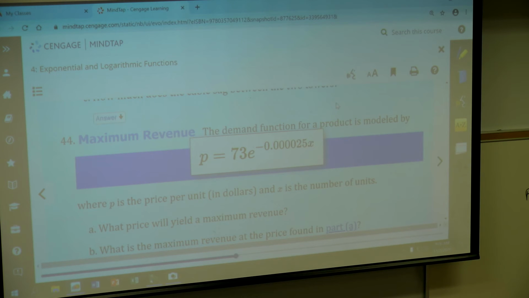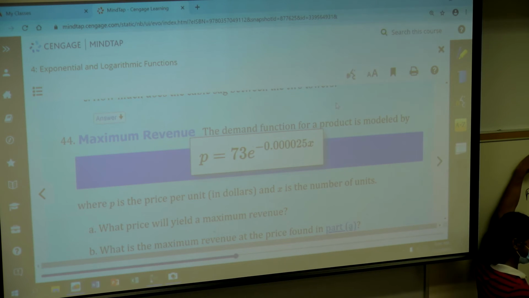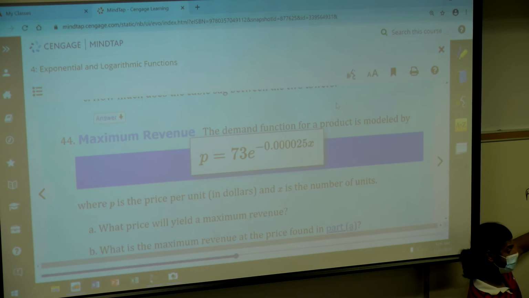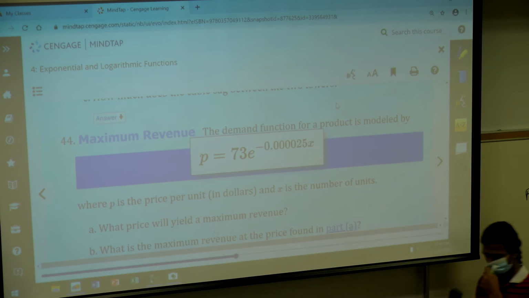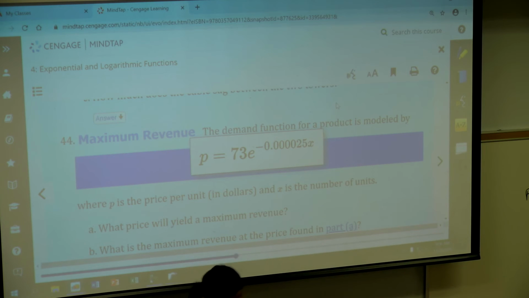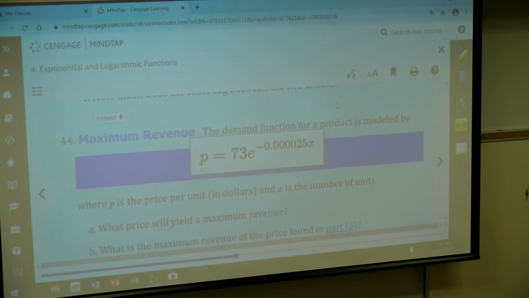So what is happening here? Got to go back to the question. This is the price function. We took the derivative of the price function. What does the question want to know? What price will yield a maximum revenue? Who's a business major here? Okay. What is the difference between price and revenue? Revenue is how much you make.